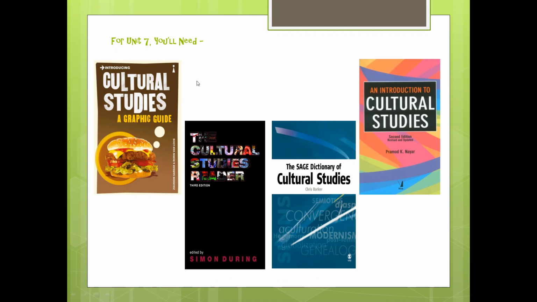After that, we come to the most complicated section of the complicated unit, that's called cultural studies. So here we are going to suggest four books. Two of them are introductory books and two of them are good readers. So the first introductory book that you will need is more or less a graphic novelistic book. It's called Introducing Cultural Studies: A Graphic Guide. The writer is Ziauddin Sardar. So this is a small, very handy book.